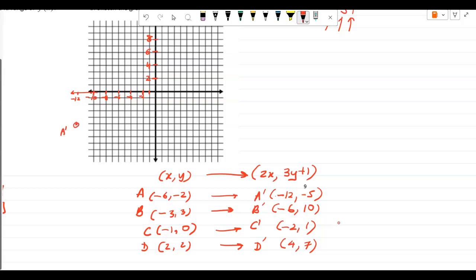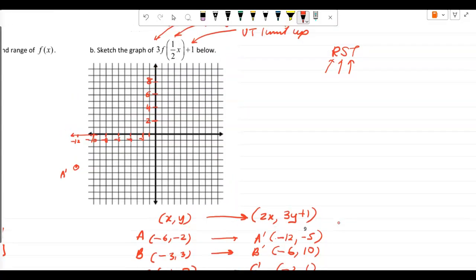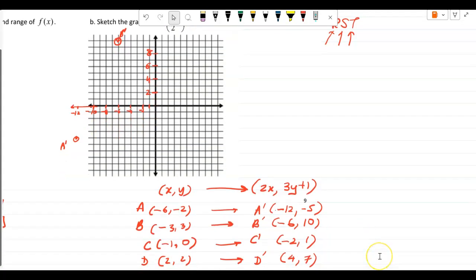A dash, correct? Minus 6, comma 10. That's it all. That's your B dash. Correct? C dash will be minus 2, comma 1. And 4, comma 7. 1, 2, 3, 4, comma.